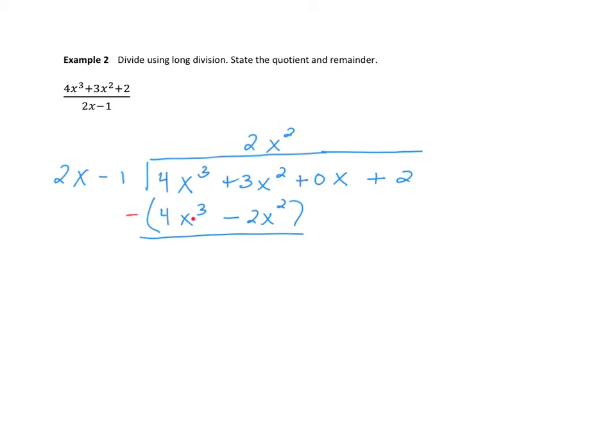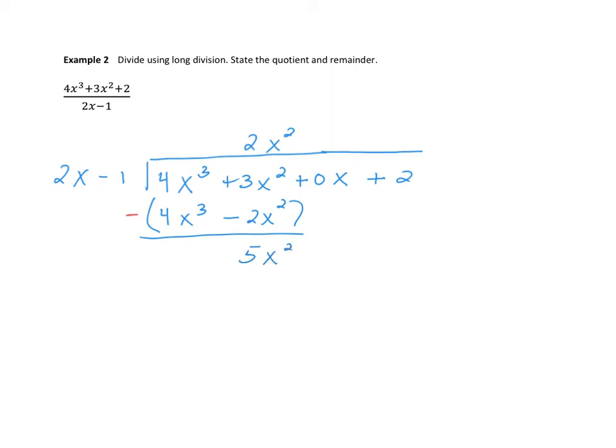4x cubed minus 4x cubed is 0. I won't write it. But next, we've got to be careful. I have a minus. So this is 3x squared, really minus a minus is plus 2x squared. That's 3x squared plus 2x squared. That's a total of 5x squared.